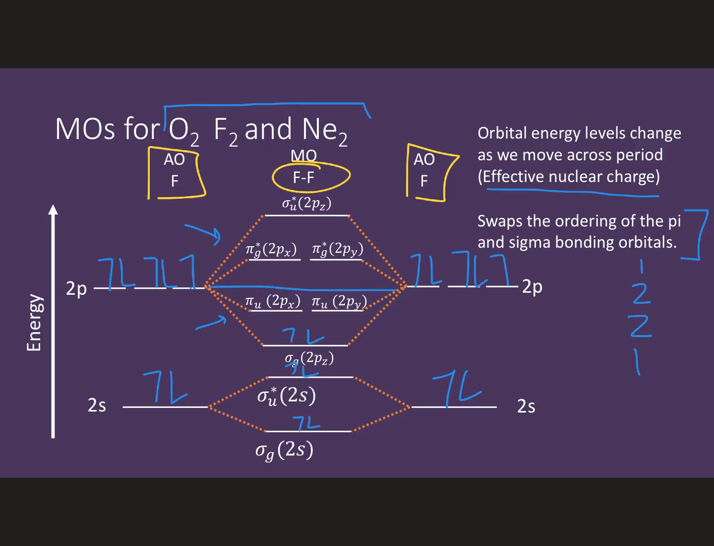1, 2, 3, 4, 5, 6, 7, 8, 9, 10. That should be all my electrons now.